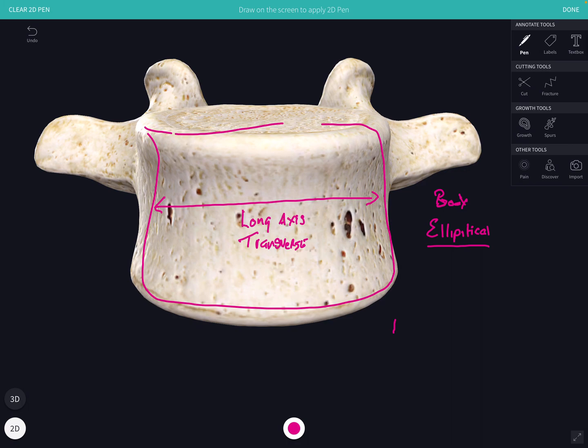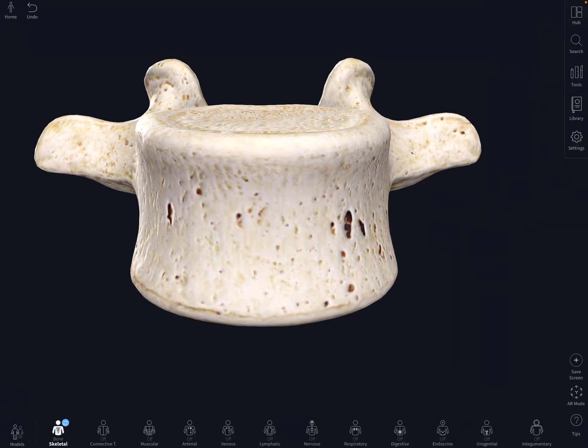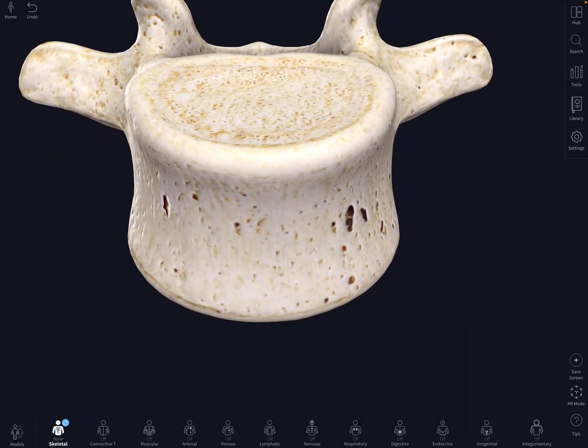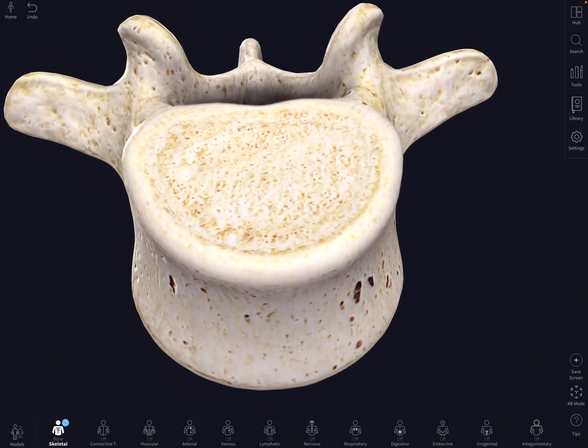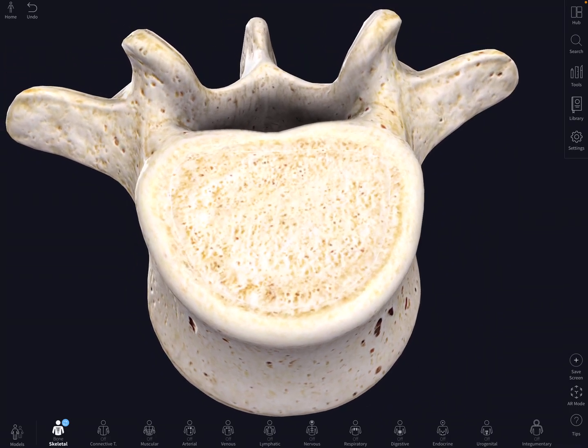The bodies generally are much larger than those in the cervical and the thoracic region, and are slightly higher anteriorly than posteriorly. The difference in height between the anterior and posterior borders of the body is particularly marked at the fifth lumbar vertebra. So let's start looking at the vertebral arch. Let's rotate this around and see if we can see the pedicles. And we can see the pedicles quite nicely here.